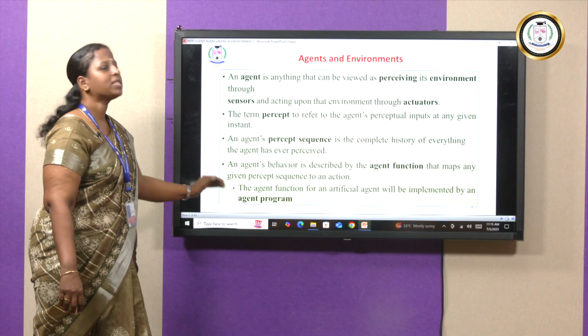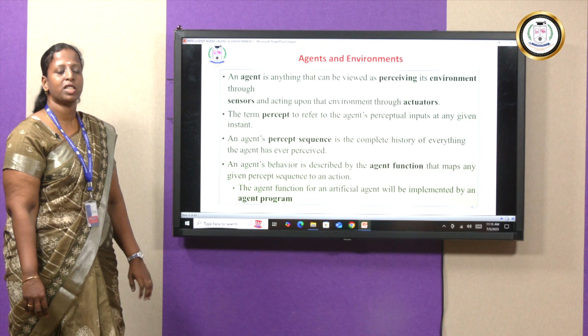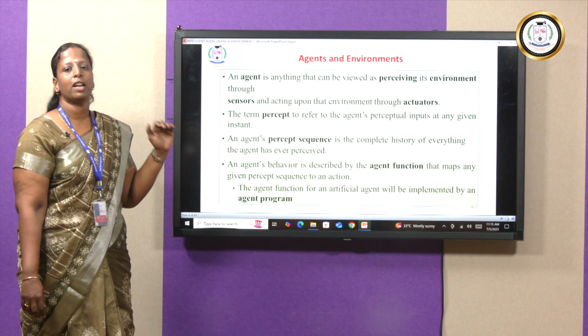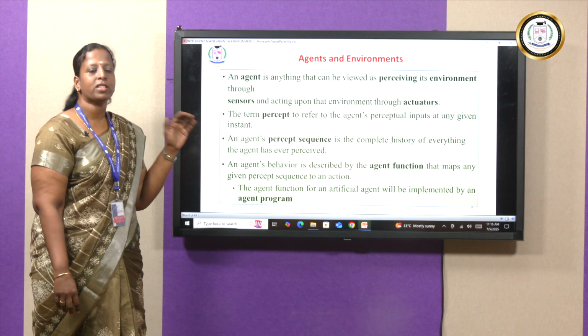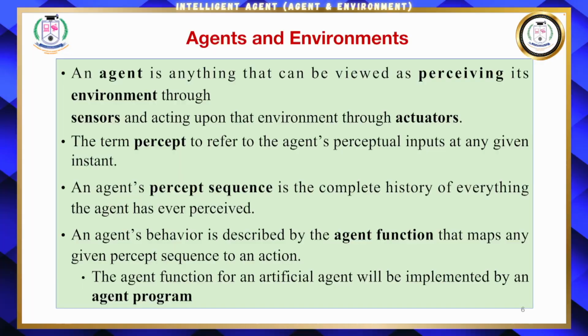So this is a sequence that is taking place. If you see the sequence that is taking place in agent and environment, first we saw the definition of an agent. An agent is one which perceives its environment by means of sensors, and it can act by means of actuators.